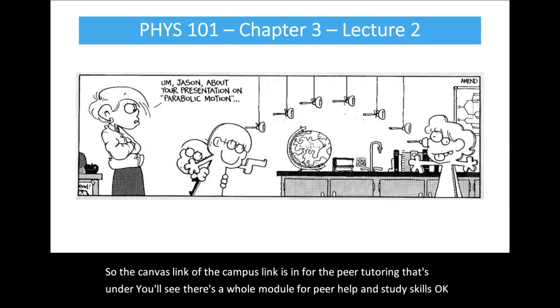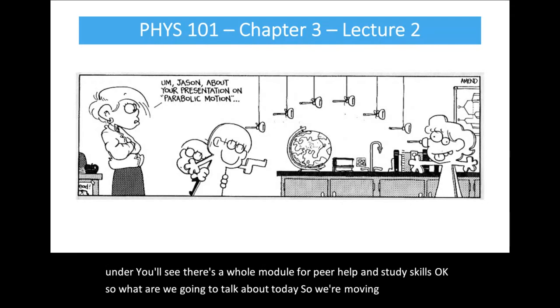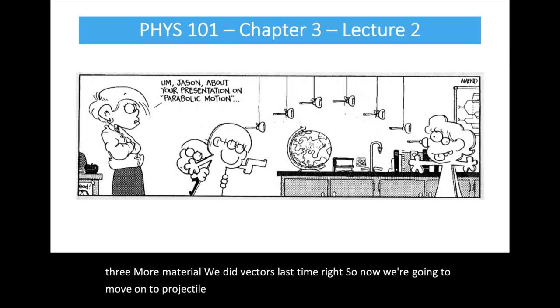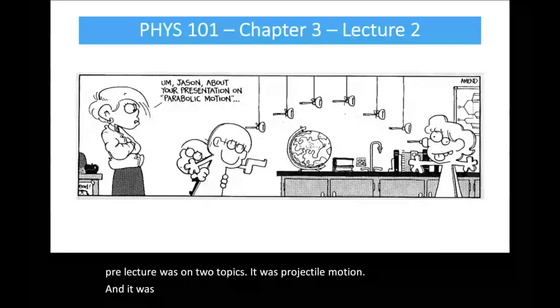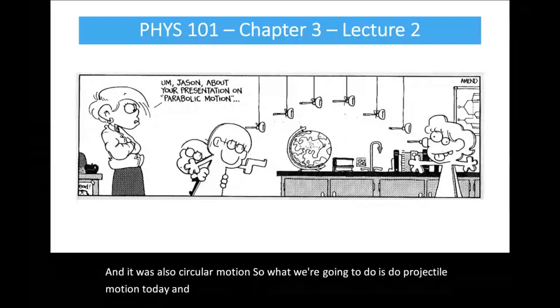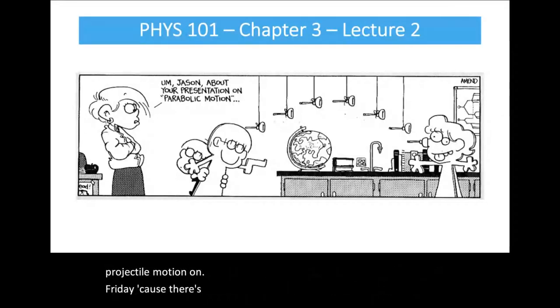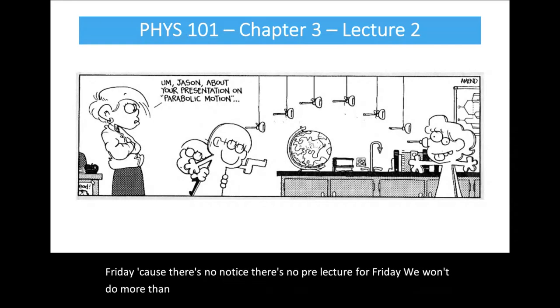Okay, so what are we going to talk about today? We're moving on to chapter 3, more material. We did vectors last time, right? So now we're going to move on to projectile motion. You probably know the second pre-lecture was on 2 topics: projectile motion and circular motion. So we'll do projectile motion today, and we'll do circular motion and maybe a little bit more projectile motion on Friday, because notice there's no pre-lecture for Friday. We won't do more than 2 sets of pre-lectures each week.